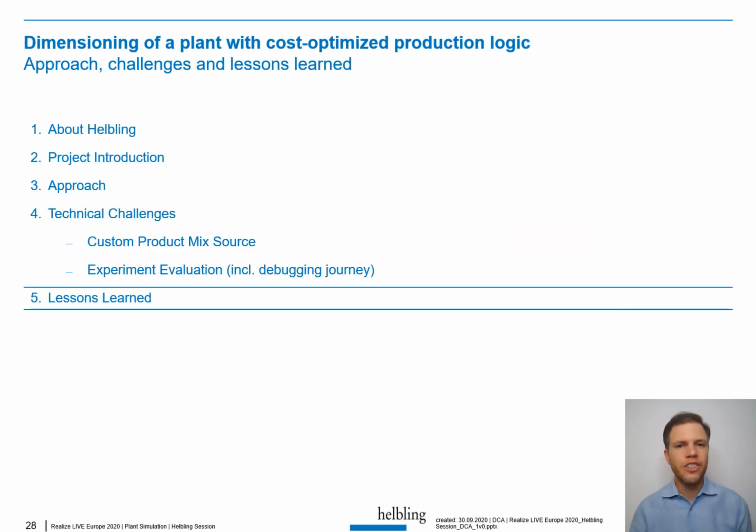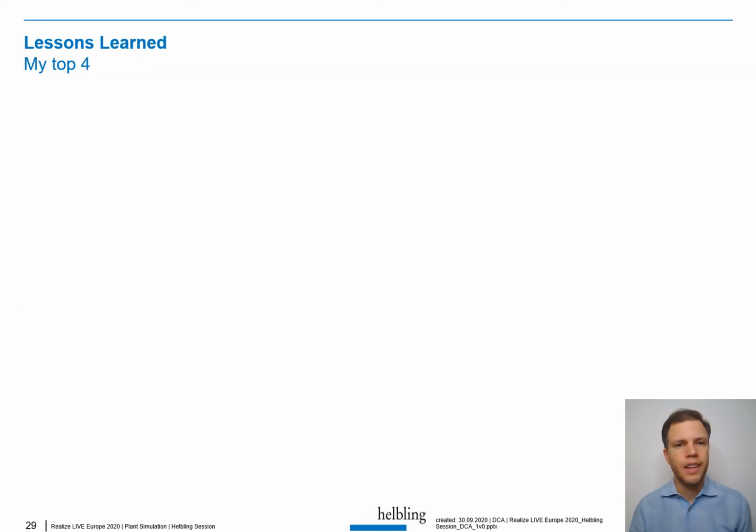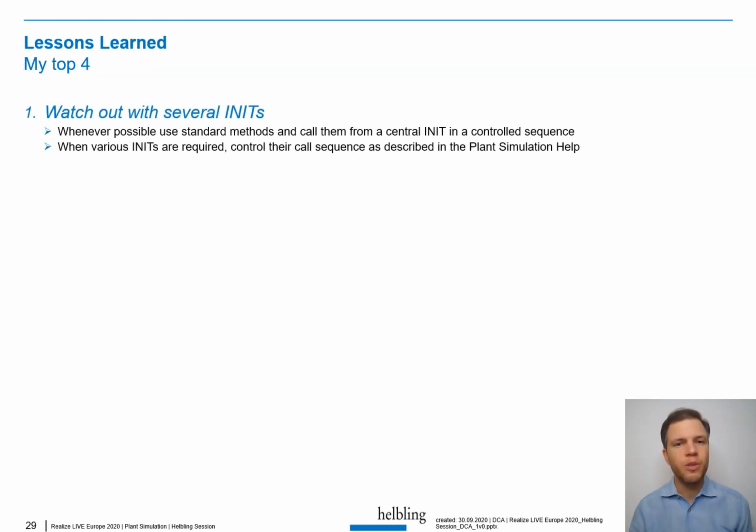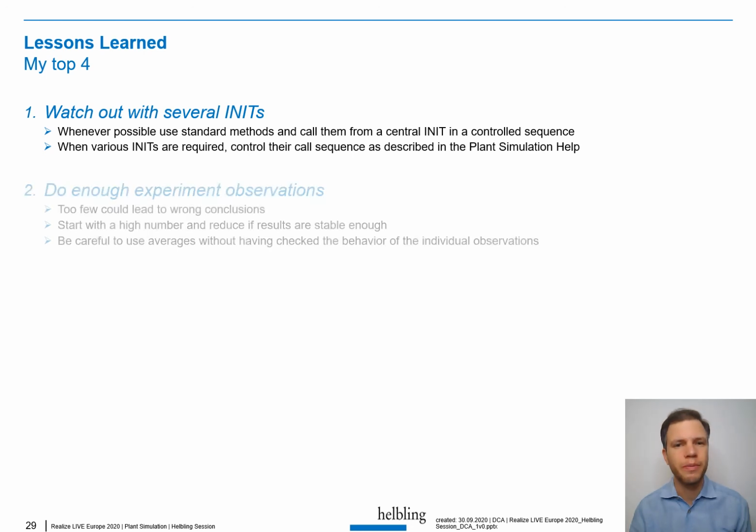To conclude this session, I will share with you my top 4 lessons learned. Number 1. Watch out with several inits. Whenever possible, use standard methods and call them from a central init in a controlled sequence. When various inits are required, control their call sequence as described in the Plant Simulation help.